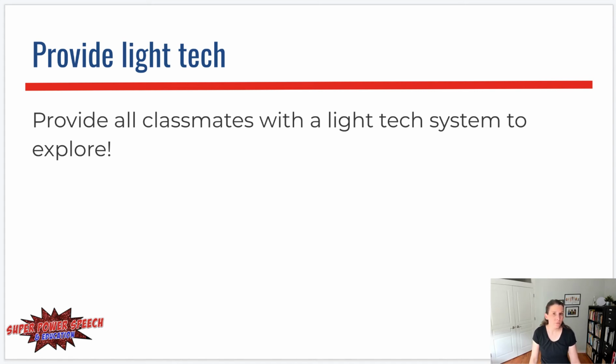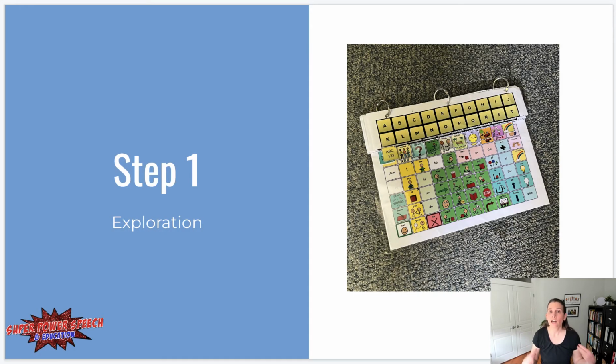I am a big fan of letting students explore the light tech system. And as a matter of fact, I prefer, but it is a lot more work, I prefer if they actually have access to some of the fringe vocabulary as well, because then they can really get an idea of what are some of the different words that are on Johnny's device and not just the homepage worth of words.